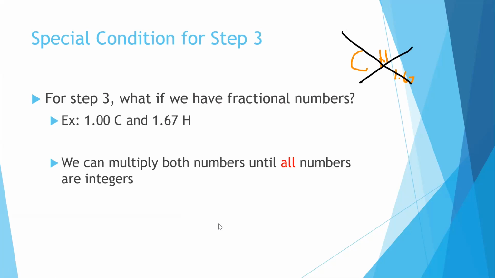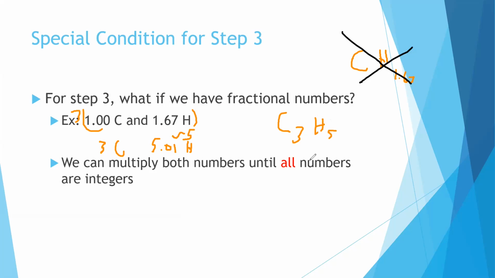So notice that if we multiply both of these by 3, we can get 3 carbon, and 1.67 times 3, that's 5.01 hydrogen. Now, 5.01 is really close to 5. So we could just assume that's the same as 5. It might be due to rounding errors. So we'll use those numbers directly, C3H5.